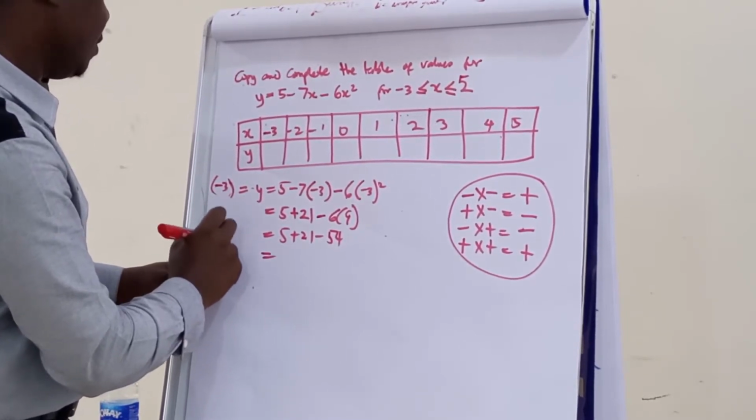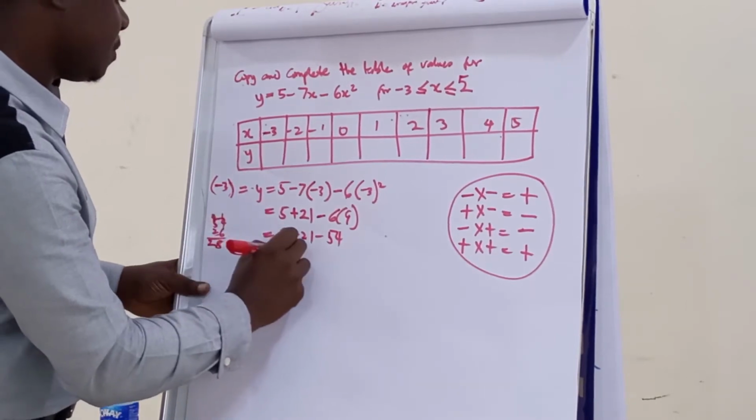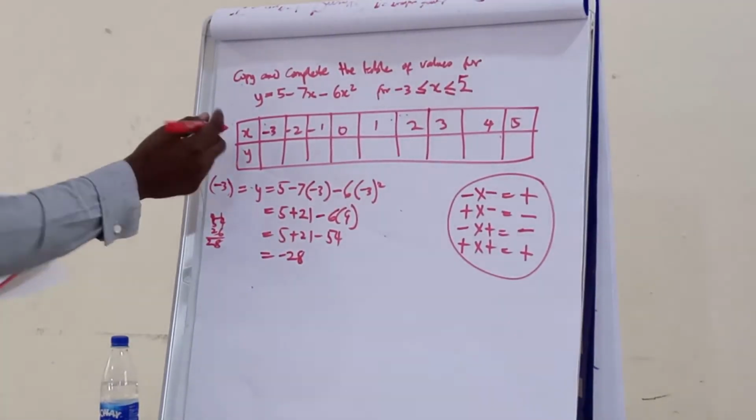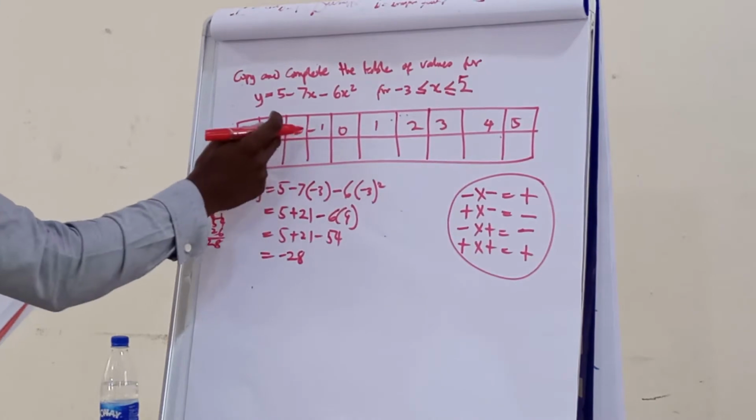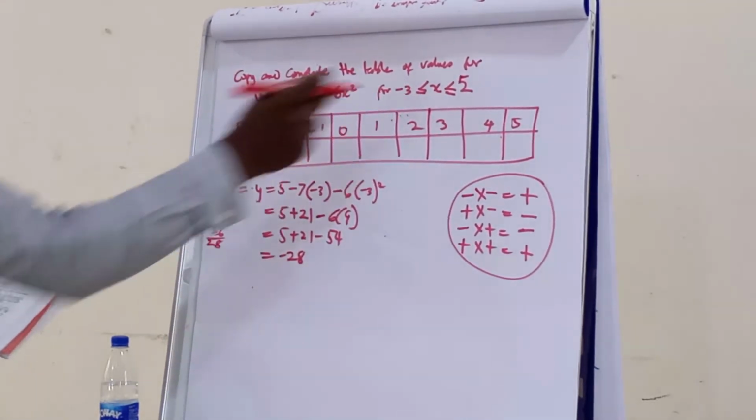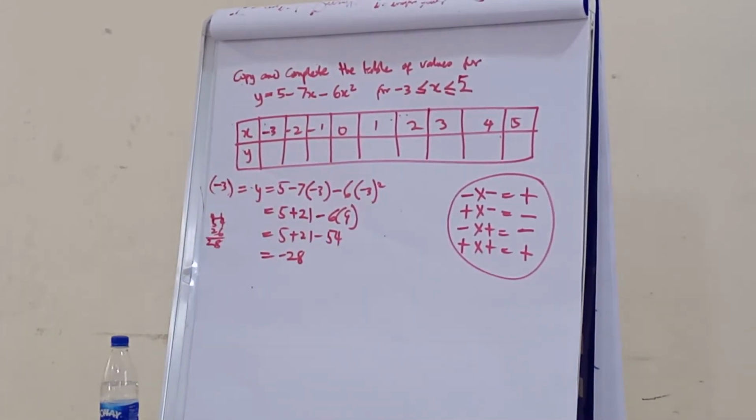Put that direction example. You solve for minus 2, minus 1, all of them, so that I will know that you have a good understanding of it.